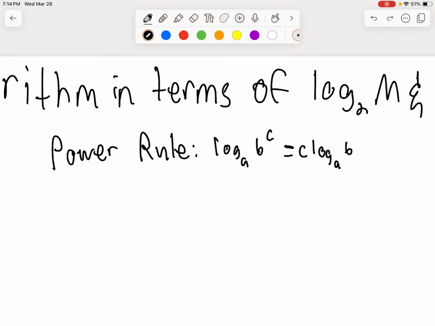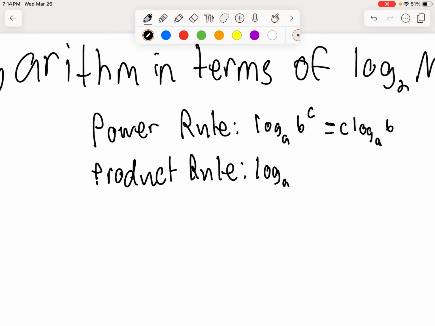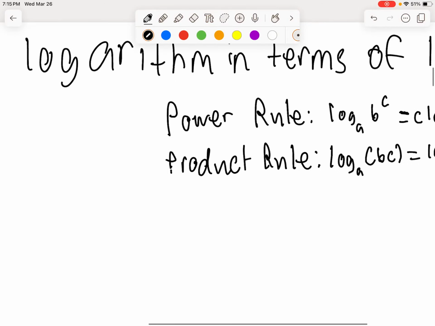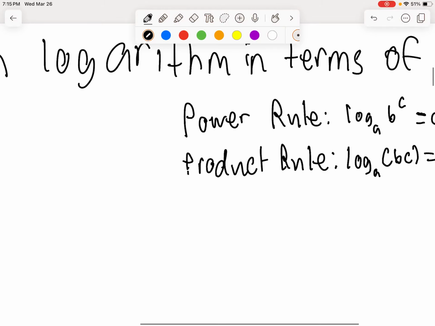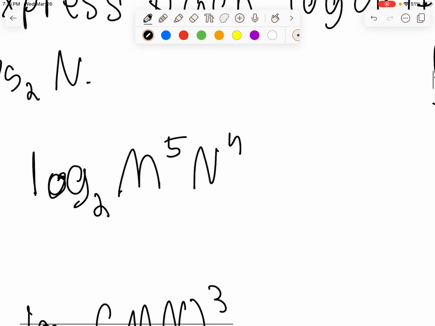The second one we want to look at is the product rule for logs. It states that log base A of B times C is equal to log base A of B plus log base A of C. So those are the two we need for now, at least. I'll add more if we need it. That being said, let's look at problem 1.